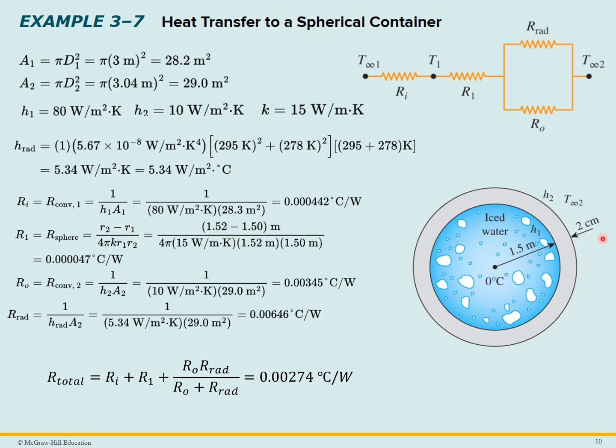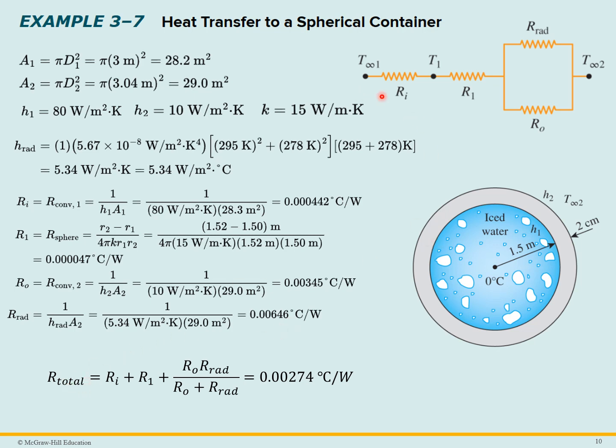So here we're inside the sphere, so it's R2 minus R1 over 4 pi times K, which we were given, times R1 times R2. We can calculate RO, which is 1 over H2 times A2. So here we're given H2, so we can calculate the value. We can calculate the radiation resistance, which is 1 over H rad times A2.